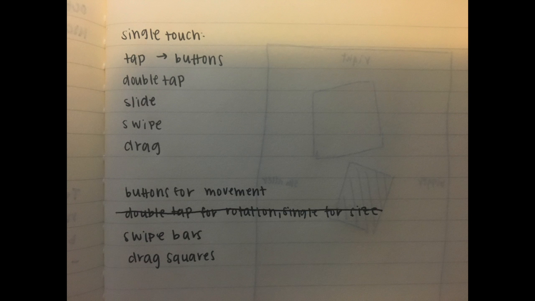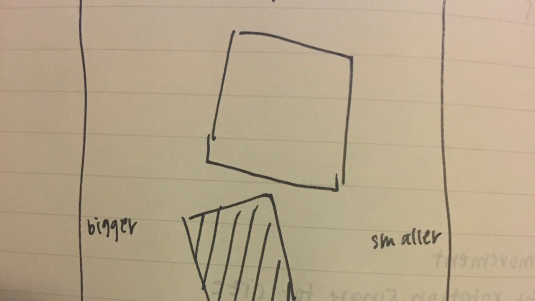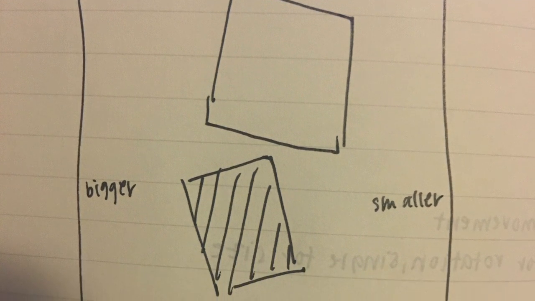When we first got our assignment, we went straight into brainstorming. We brainstormed all the single touch motions, such as tapping, double tapping, swiping, etc., and what can be done to shape and move the boxes. Then we used those motions to put together some simple models.